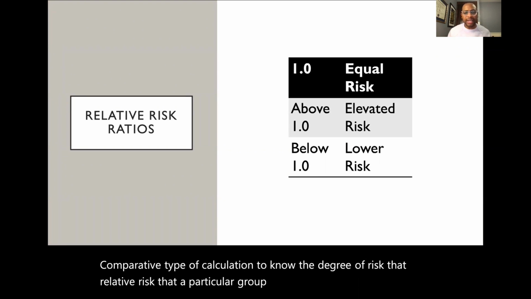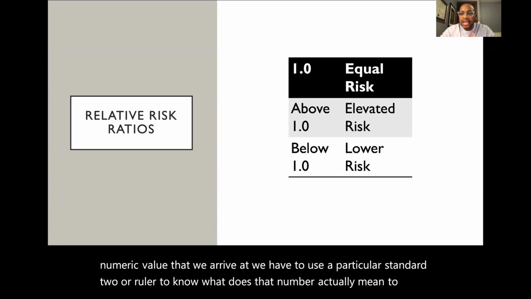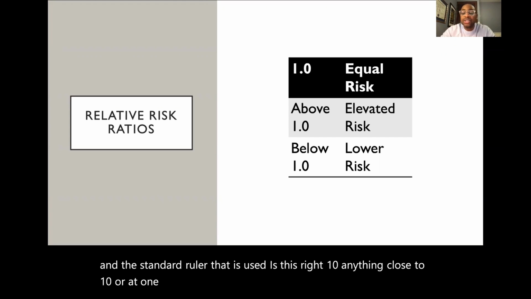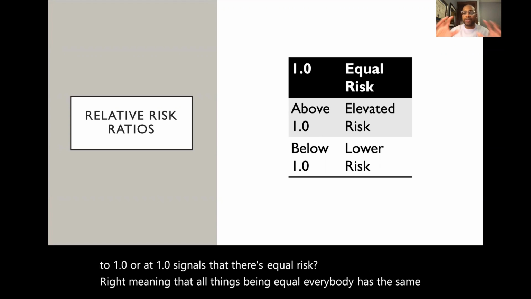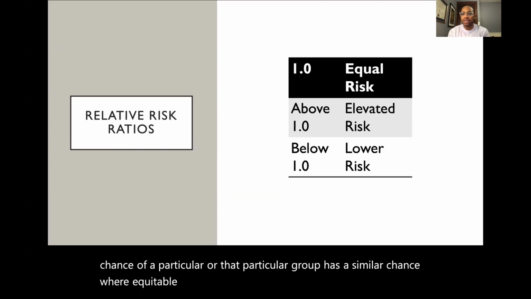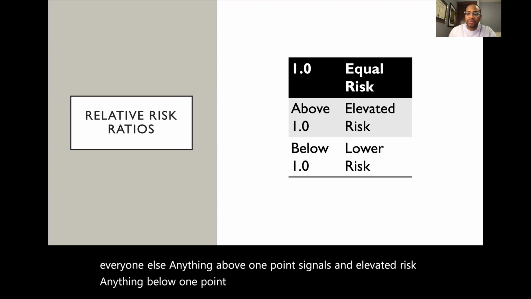Once we do the formula, the numeric value that we arrive at, we have to use a particular standard, or a ruler, to know what that number actually means to us. And the standard ruler that is used is this: 1.0, anything close to or at 1.0, signals that there's equal risk. Meaning that all things being equal, that particular group has a similar or equitable chance of having a condition occur in relation to everyone else. Anything above 1.0 signals an elevated risk. Anything below 1.0 signals a lowered risk.